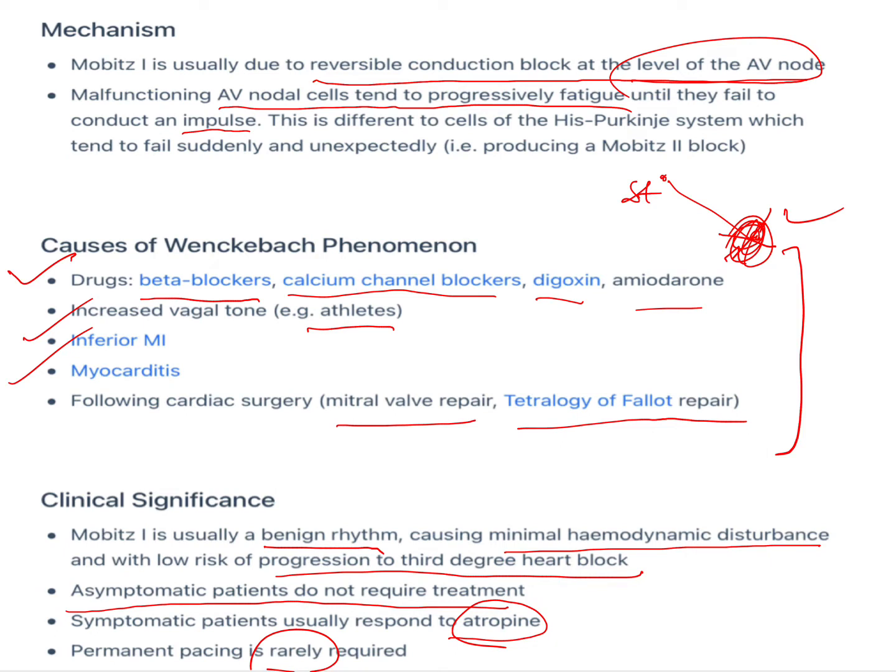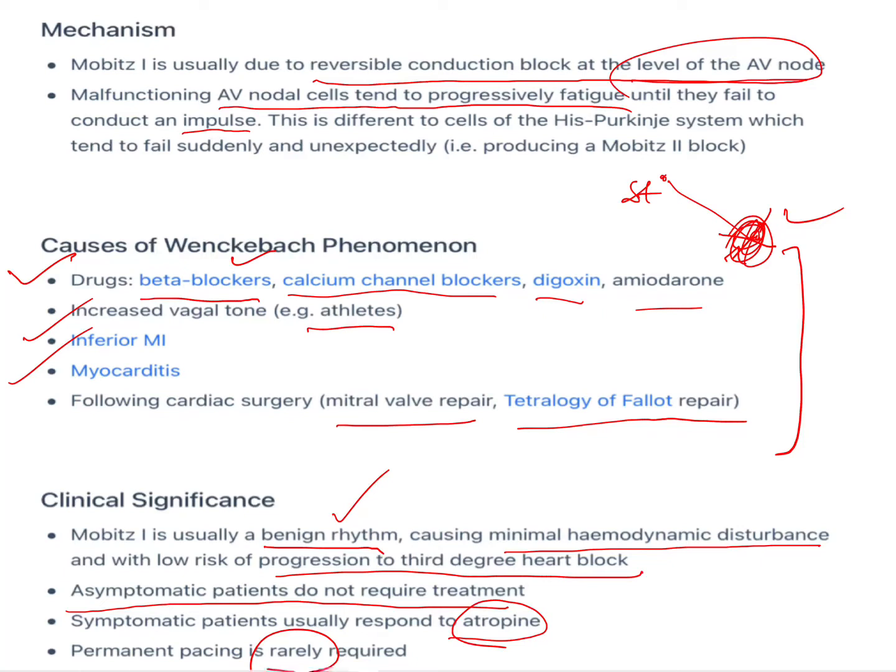The most common causes of Mobitz type 1, or Wenckebach's phenomenon, are drugs like beta blockers, calcium channel blockers, digoxin, increased vagal tone as seen in athletes, inferior wall MI, myocarditis, mitral valve repair, and tetralogy of Fallot repair. The clinical significance of this Mobitz type 1 second degree heart block is that it is usually a benign rhythm causing minimal hemodynamic disturbance, with low risk of progression to third degree heart block.